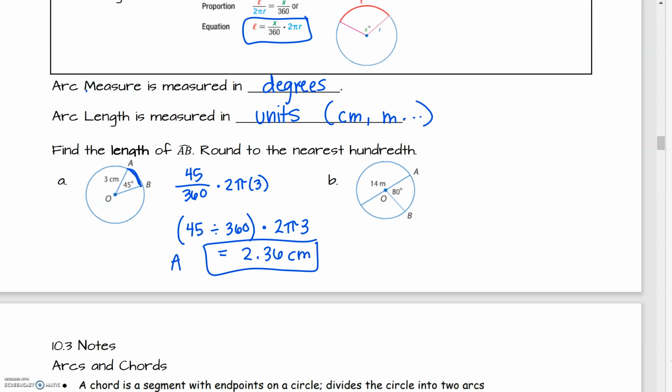Okay, so that is the length. So we don't use the M in front, we just use AB, the arc over it. So no M in front for measure because it's not degrees.